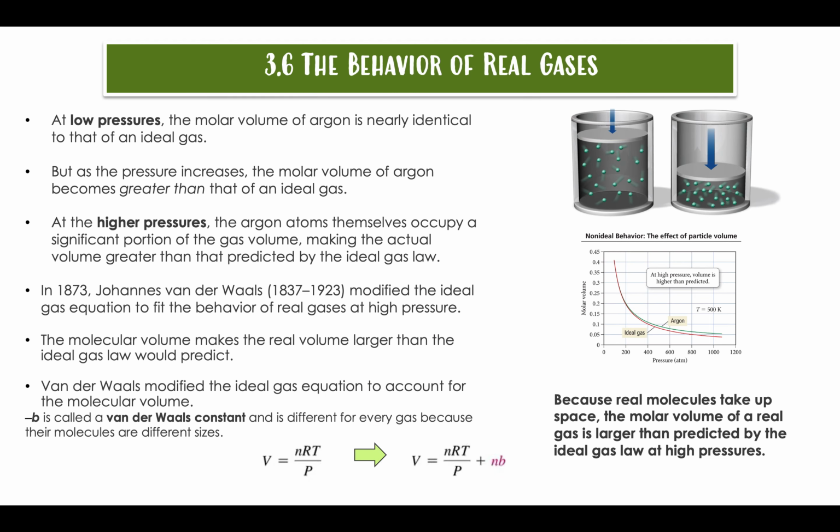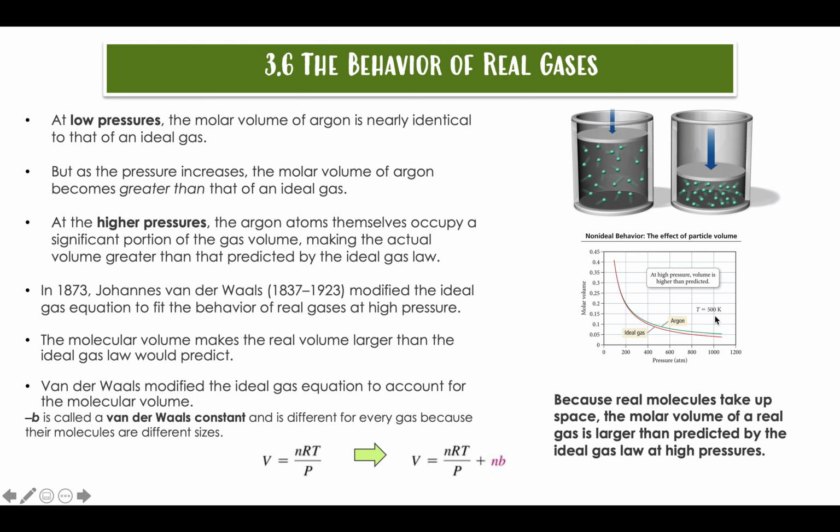At low pressures, the molar volume of argon is nearly identical to that of an ideal gas. But as the pressure increases, the molar volume of argon becomes greater than that of an ideal gas. If you look at this graph, you notice that as the pressure increases, the actual volume of the argon gas is going to be greater than that of an ideal gas. This is because at higher pressures, the argon atoms themselves occupy a significant portion of the gas volume, making the actual volume greater than the predicted ideal gas law.